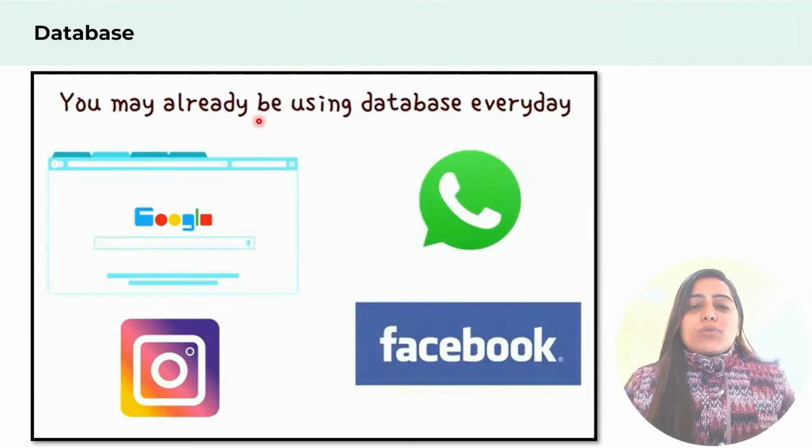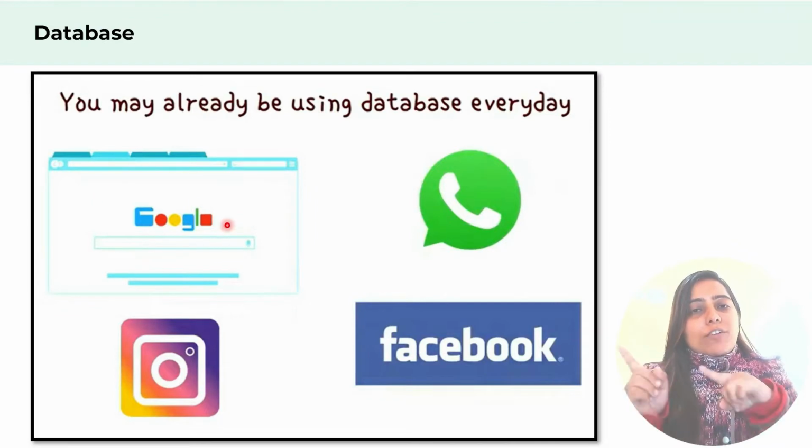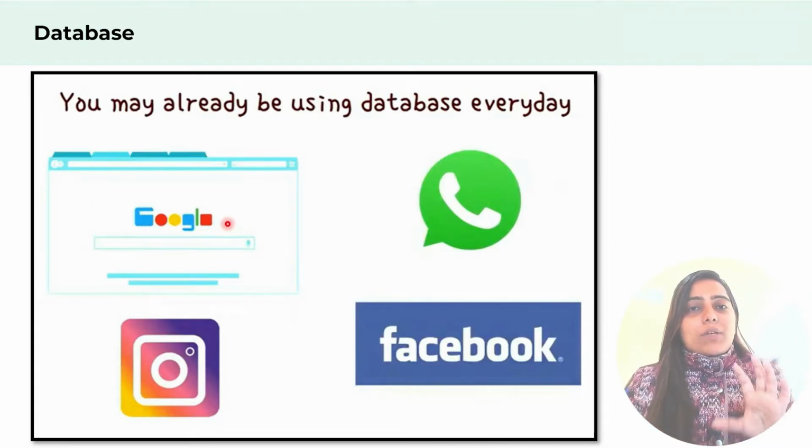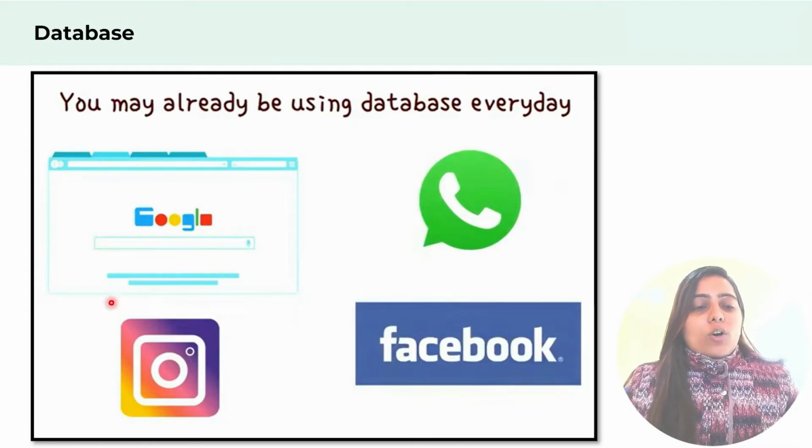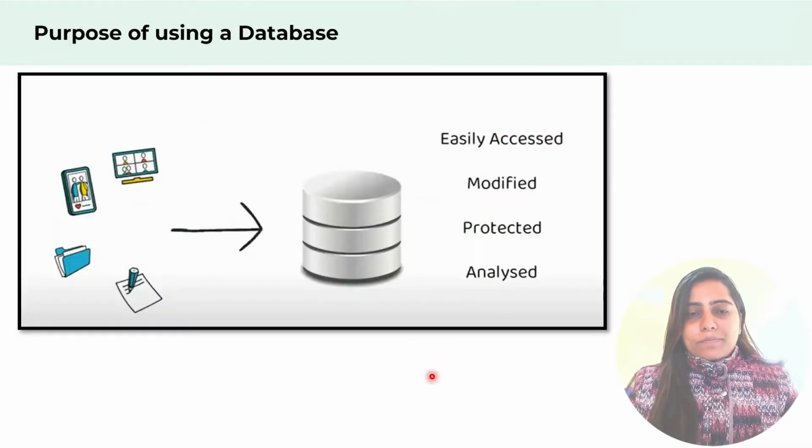So you may already be using a database in day-to-day life. For example, in Google, if you type a query, the results are fetched from a database, and that database is stored in the Google servers. All the other mobile applications that you're using, like Instagram, WhatsApp, Facebook, also store and retrieve data from a database. What is the purpose of using a database? It's because this type of data, when stored in a database, becomes easily accessible, easily modifiable, and can be protected and also used for different purposes of analysis.